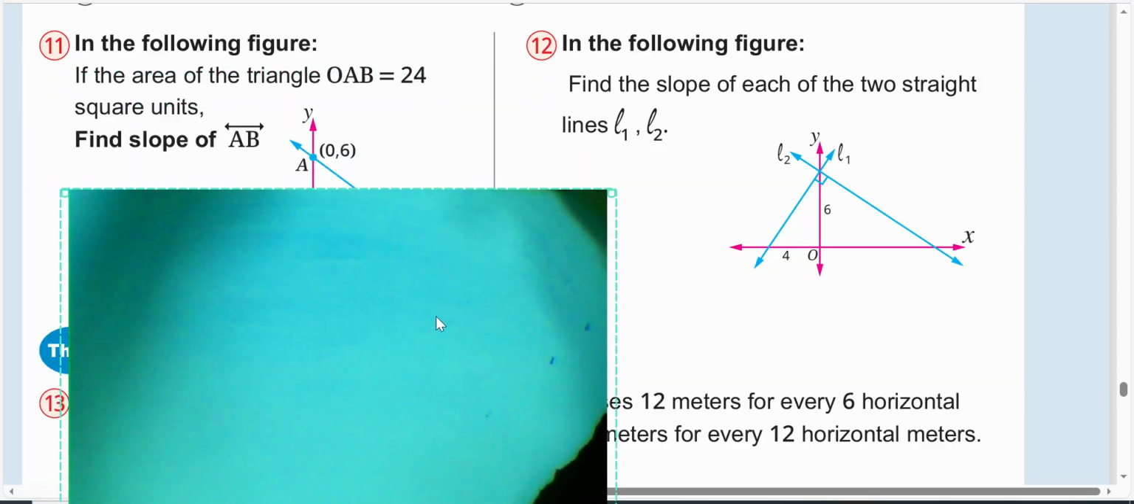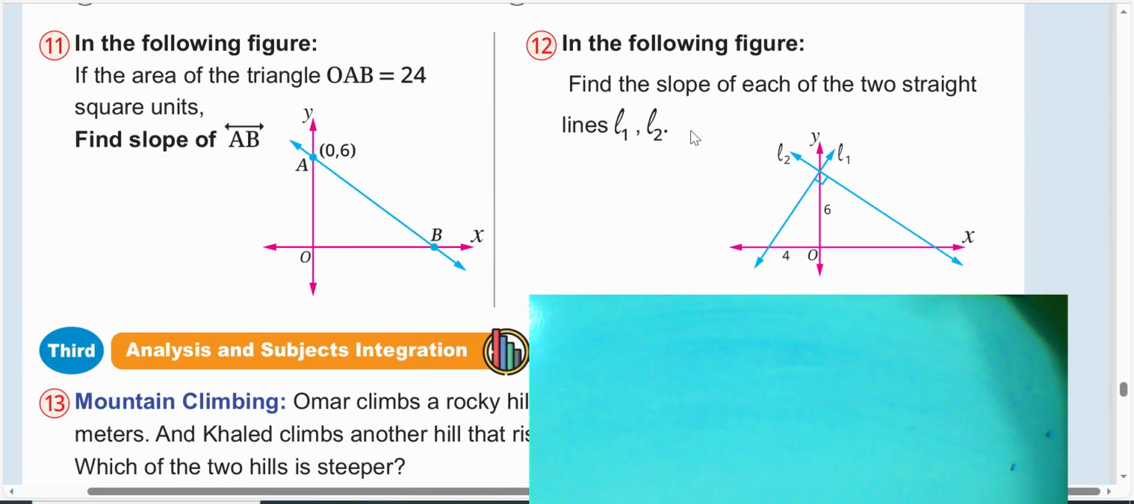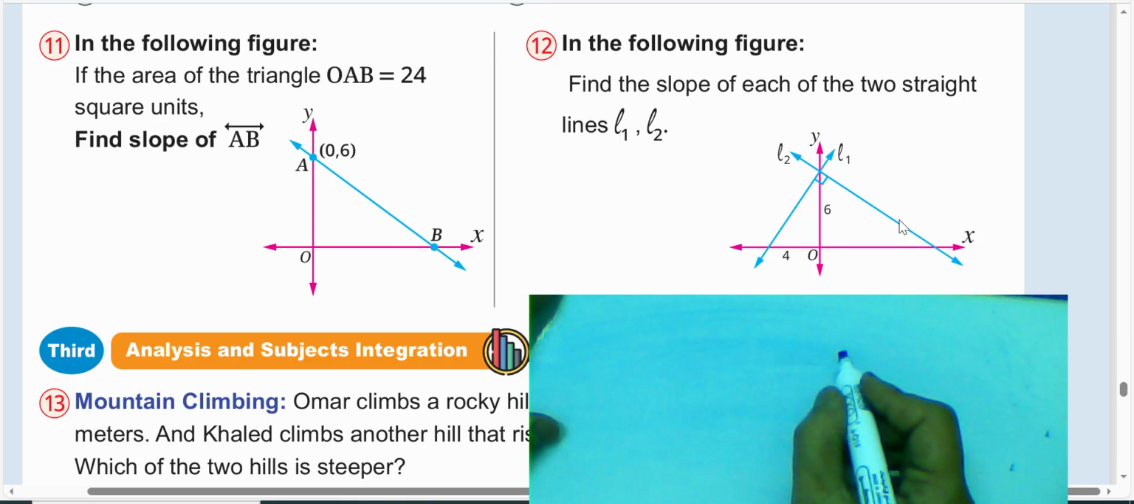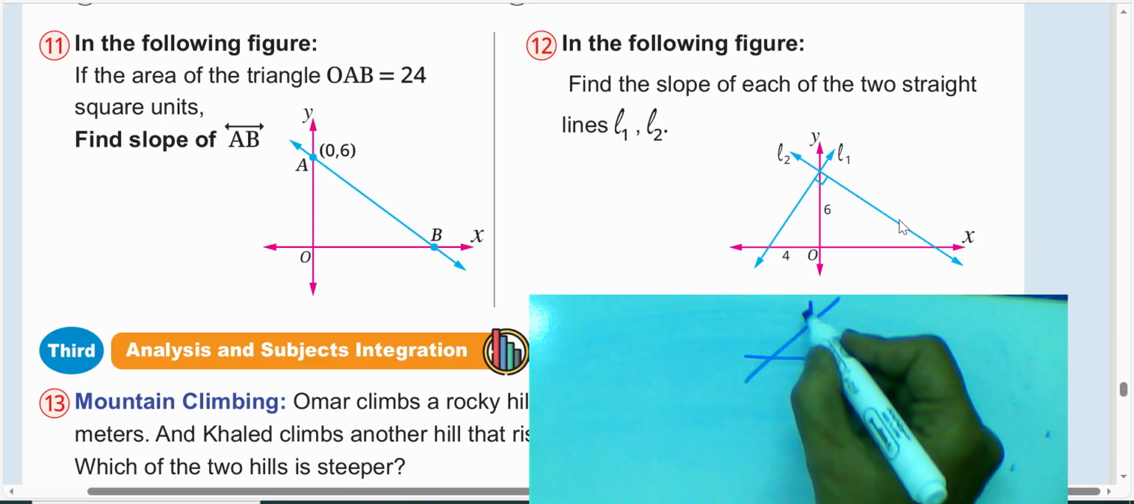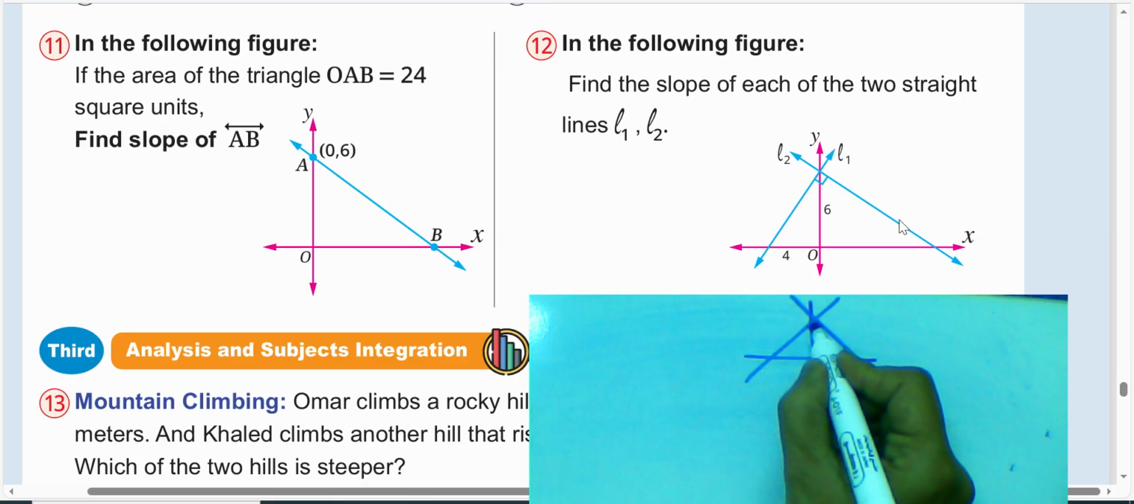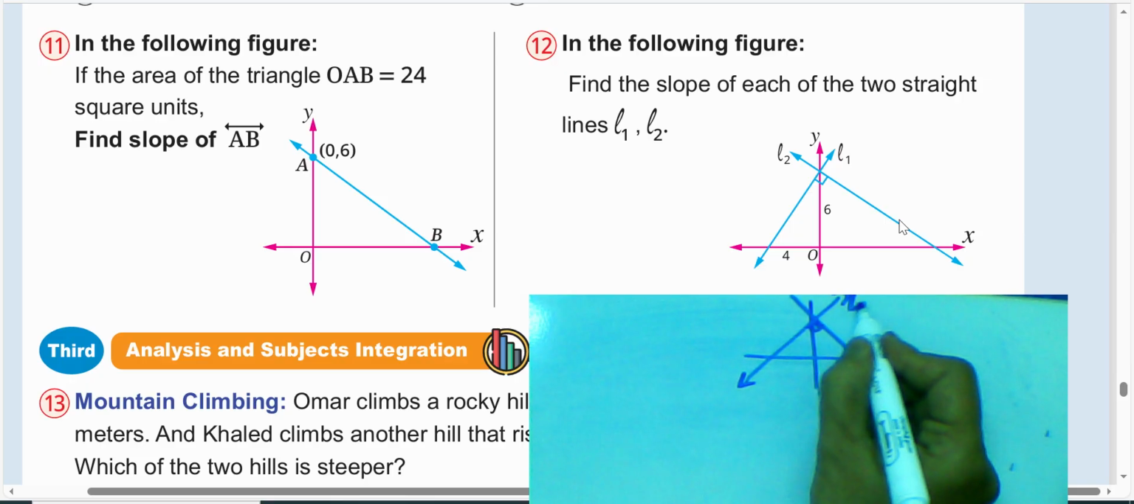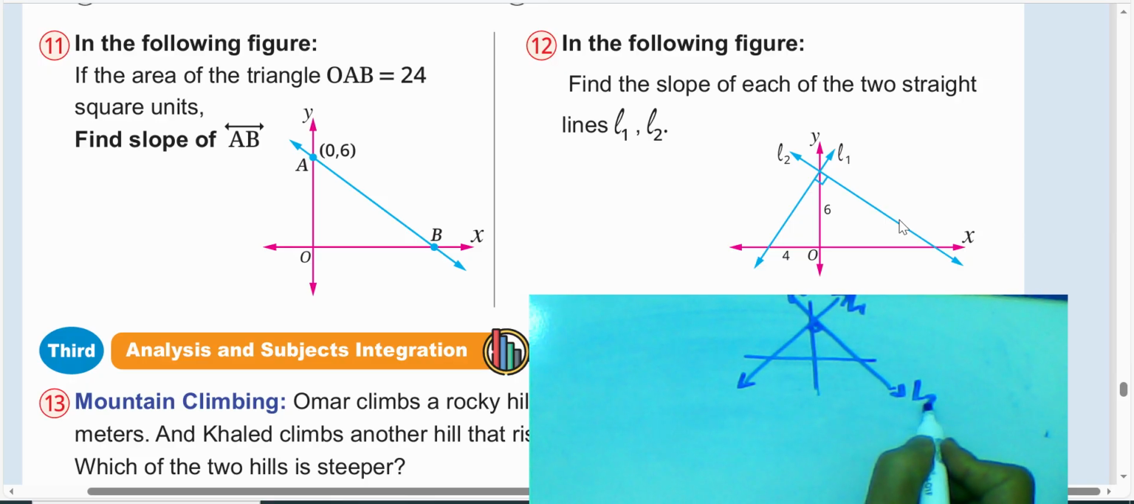And the second question, number 12 here. We want to find the slope of L1 and L2. We won't find 2 points passing through. They are perpendicular. It means slope 1 multiplied by slope 2 equals negative 1. We have perpendicular here, this straight line L1 and this straight line L2.